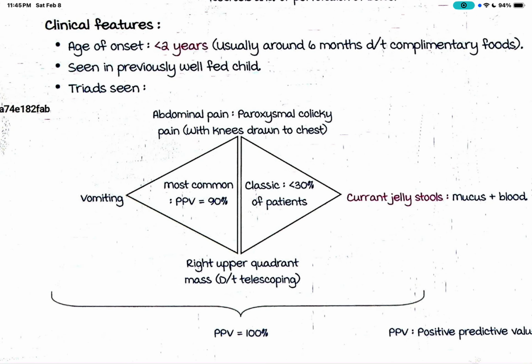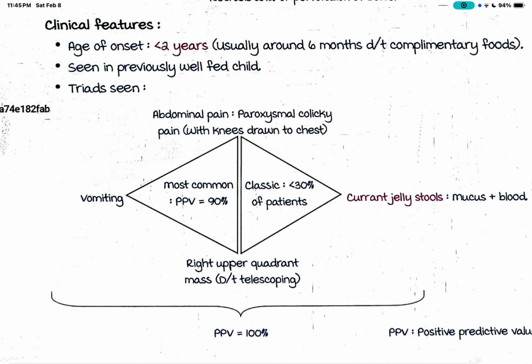The triad is abdominal pain, right upper quadrant mass, and vomiting. This is seen in 90% of patients. Abdominal pain is paroxysmal colicky pain with knees drawn to chest. Right upper quadrant mass is due to telescoping. This is the 90% scenario.